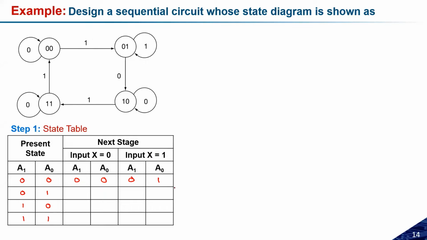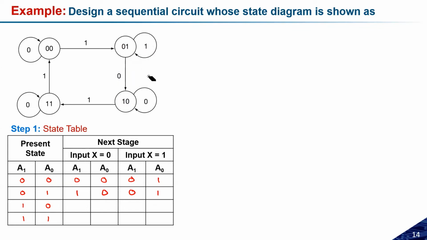This is how we can prepare it. If you have any doubt at this point, you can ask the question, and similarly I can prepare for the others. Present state is 00, x is equal to 0, next state is 00. X is equal to 1, next state is 01. Now let us consider the present state 01. If x is equal to 0, it is moving to 10, so I need to write 10 here. And if x is 1, it maintains the same state, 01.